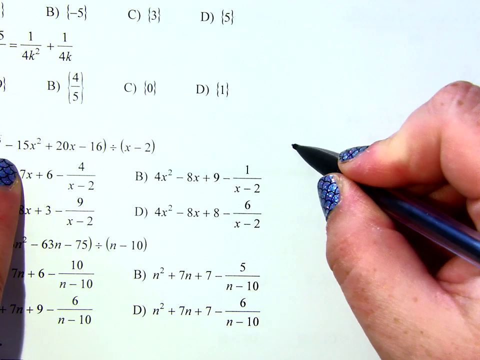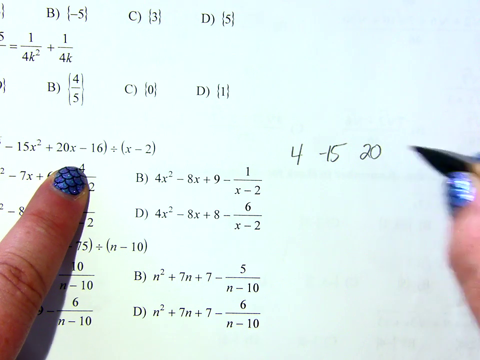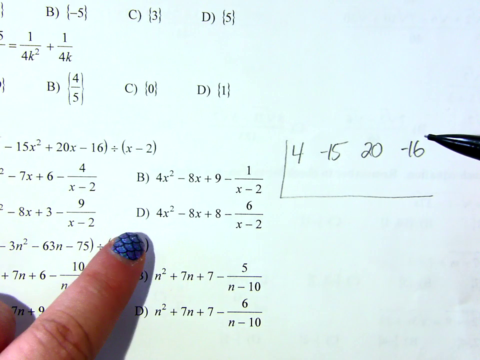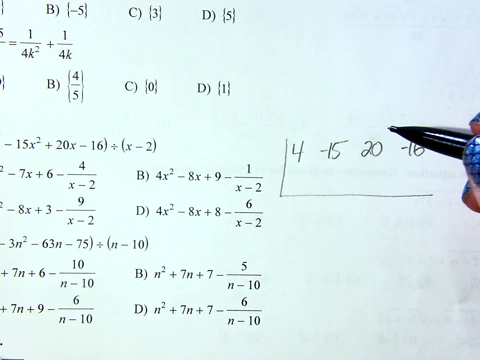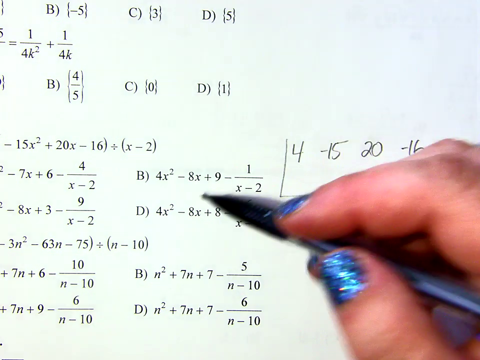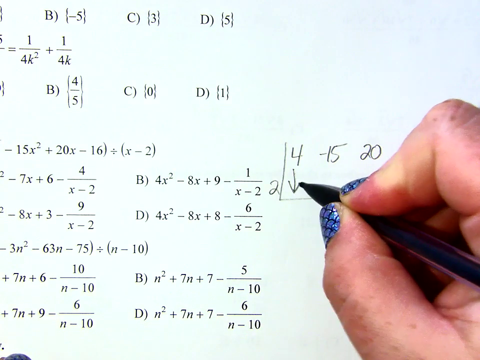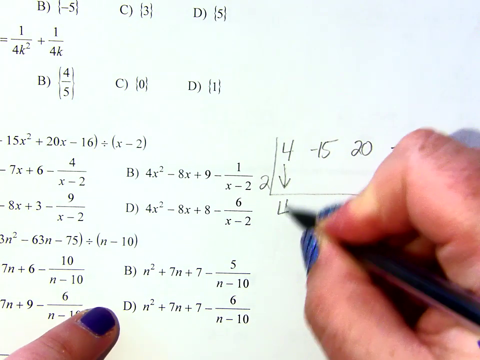So you write all the coefficients, 4, negative 15, 20, negative 16. And then do you remember what you plug in? If I'm dividing by x minus 2, you plug in positive 2, right? You plug in whatever the solution would be that comes from that. So it would be a positive 2. And then just to recap how to do synthetic, you drop down the first number.